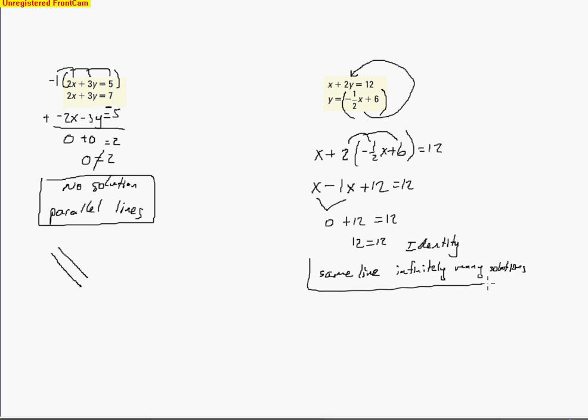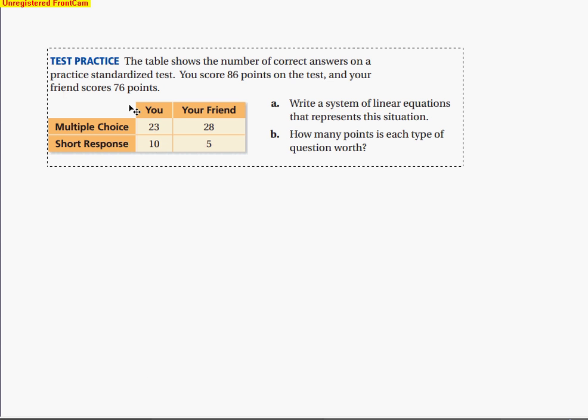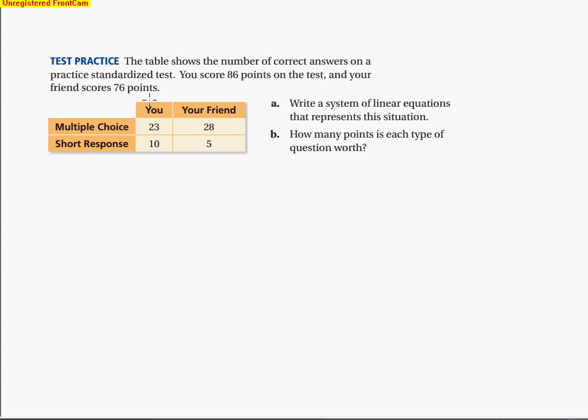So let's take a look at the next type of problem that we'll end up seeing. And it's a problem in which we have to solve this system. So we go ahead and read on, and it says that the table shows the number of correct answers on the practice standardized test. You score 86 points. Your friend scores 76 points. And you're supposed to write a system of linear equations to represent the situation. And so here's what we really need. How many points each type of question is worth? So we need to figure out what the question is before we can figure out what our variable is, because whatever the question is, that is what our variable is.